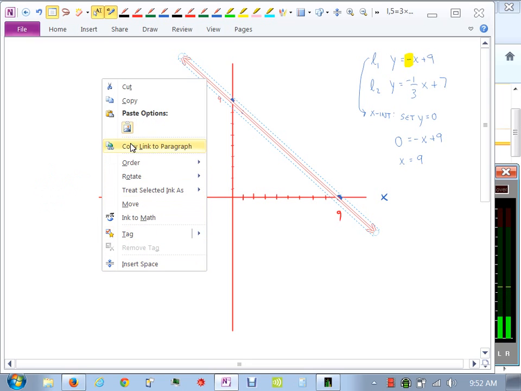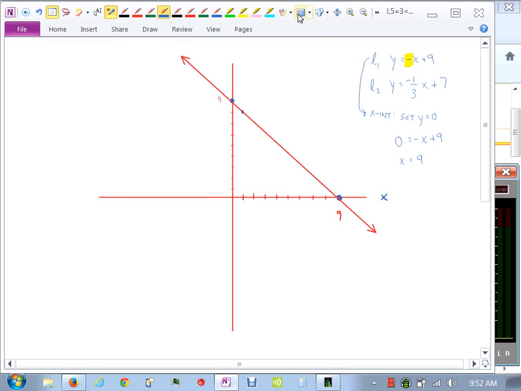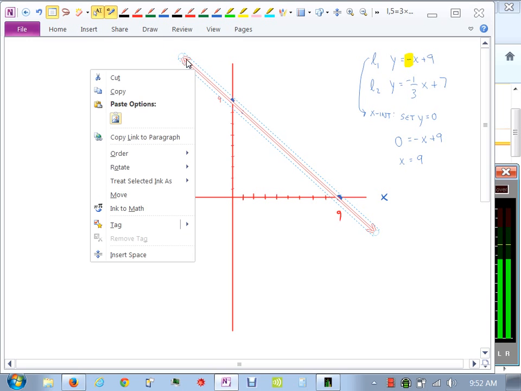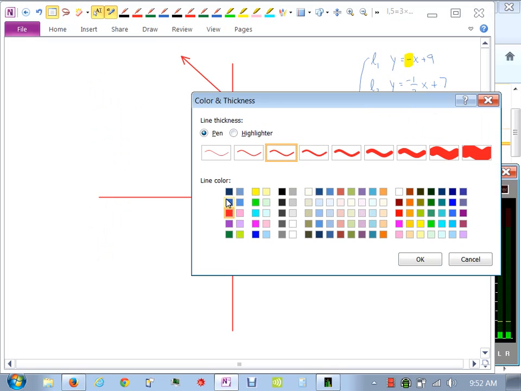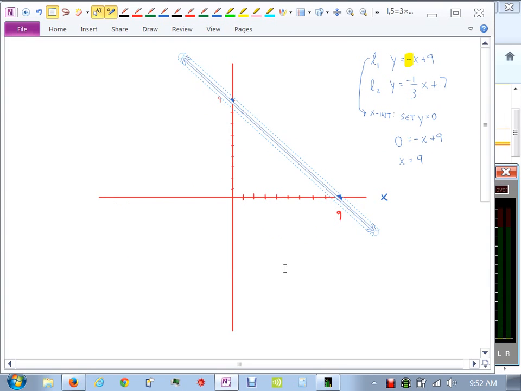Hold on, I'm trying to remember how to change this now. I'm trying to change this line to blue, but I've forgotten. There we go. There it is. Okay. So there's my L1, right?